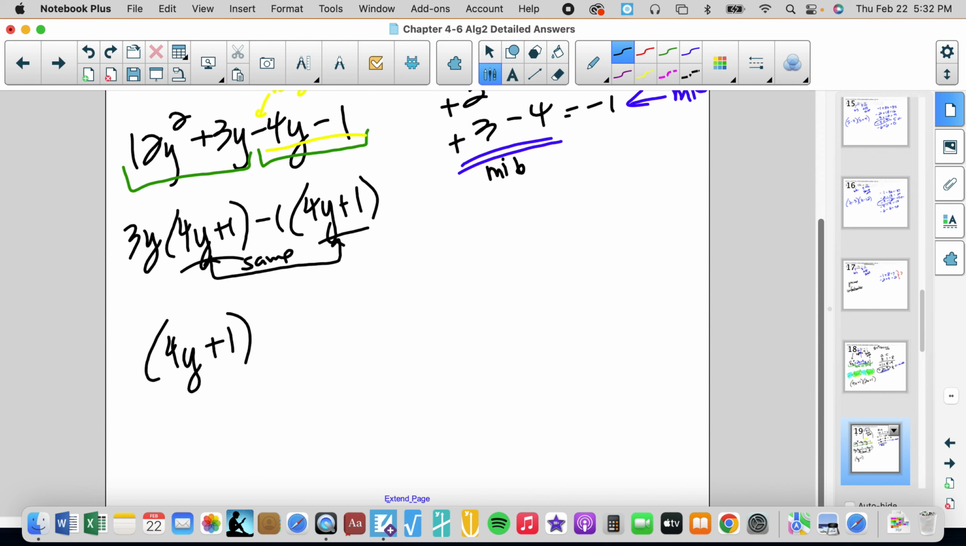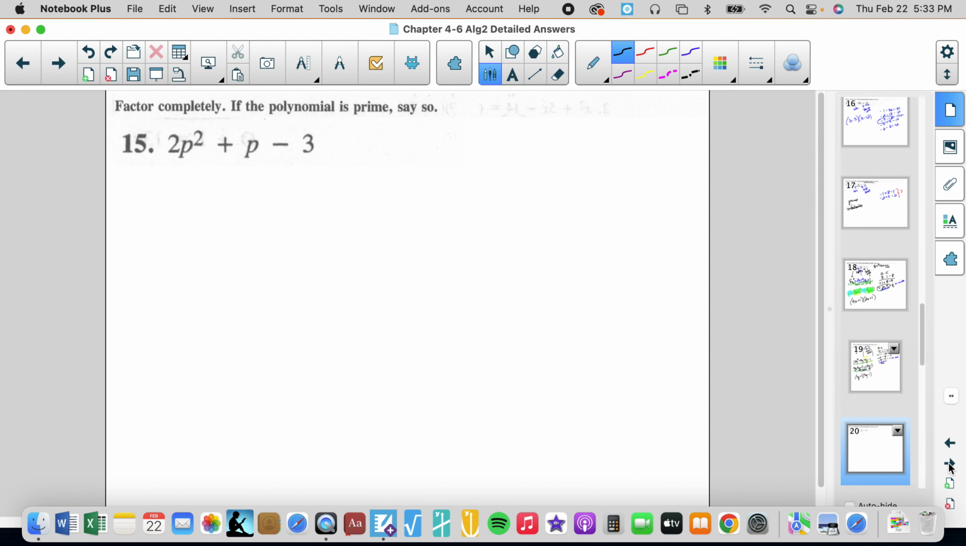All right, we factor out the 4y plus 1. And what does that leave us with? That leaves us with 3y minus 1. That's my other binomial. And that's how we factor. A little bit more time consuming.